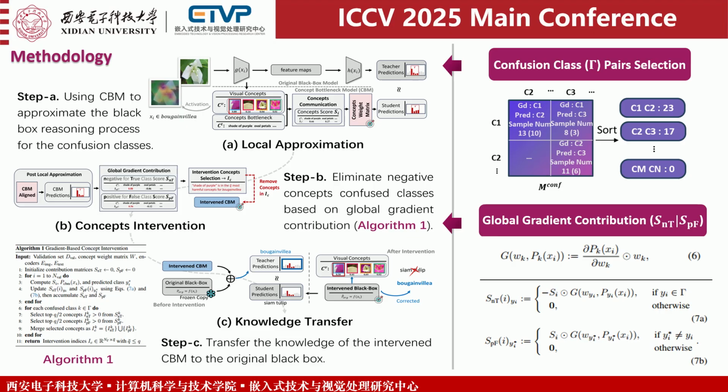Finally, Step C uses the joint prediction obtained by concatenating the intervened concept bottleneck model and the frozen copy of the original black box model as the teacher, and the prediction of the original black box as the student to perform reverse distillation and transfer error correction knowledge.